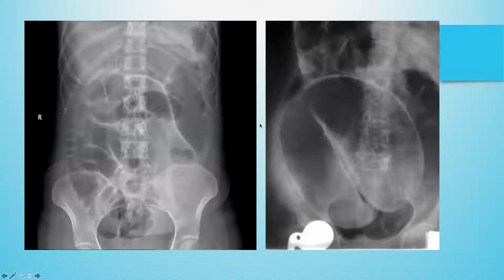I need to ask somebody else a question. All right, let me ask my surgeon. Dwayne Campbell, what do you think is wrong with this patient?